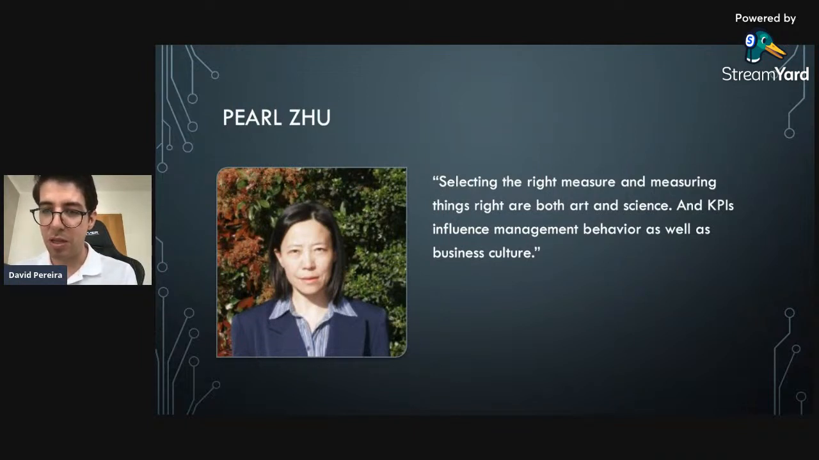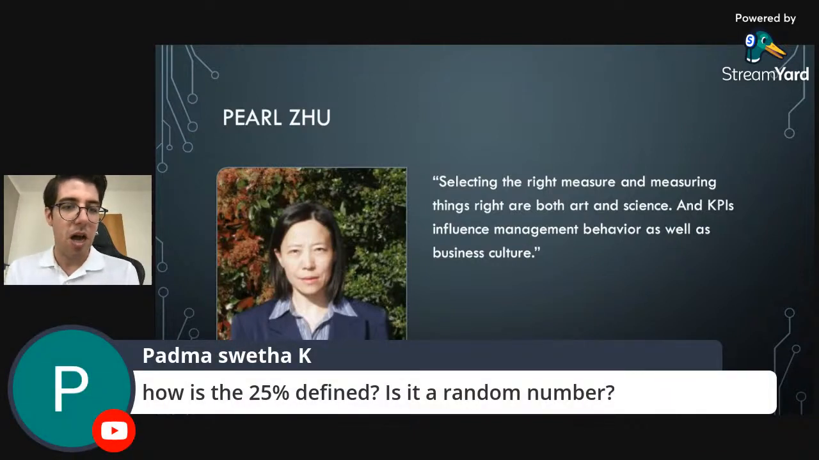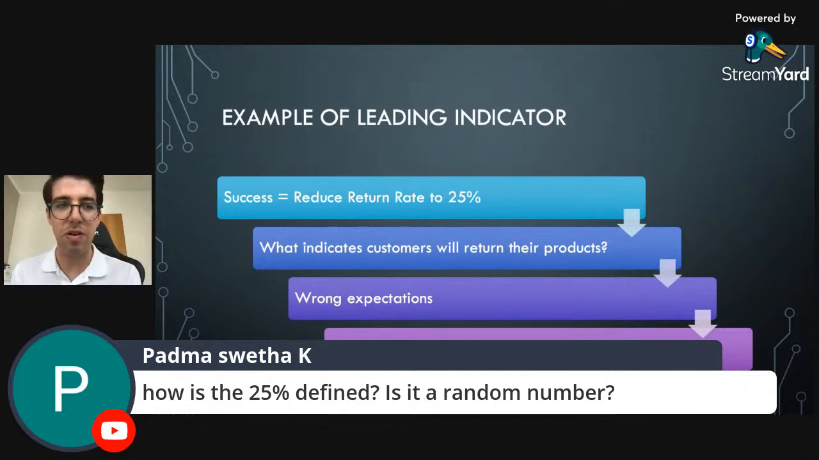There are some more. There was one here. How is the 25% defined? Is it a random number? I think you were talking about this. How did we come to the 25? It was about profitability. We realized that if we had a 25% return rate, we could become profitable. More than that, we would never be profitable. So that was the reason for that. We did the calculation of how to be profitable and then defined what we need to monitor. This was one of the initiatives.